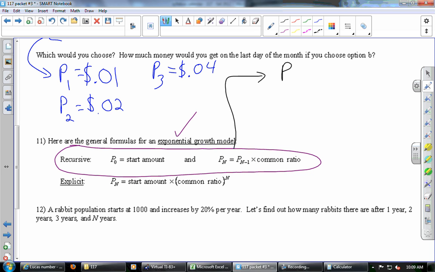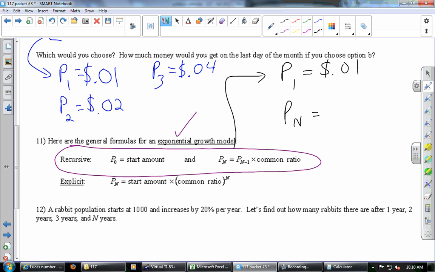P0 is the start amount. I'm going to change that to P1 just because we decided to start on day 1 and call it 1 instead of 0. So how much is the start amount in this example? This 0.01. It's a little confusing because it's not P0, but I think we can handle that. And then Pn. Well, what's the formula?